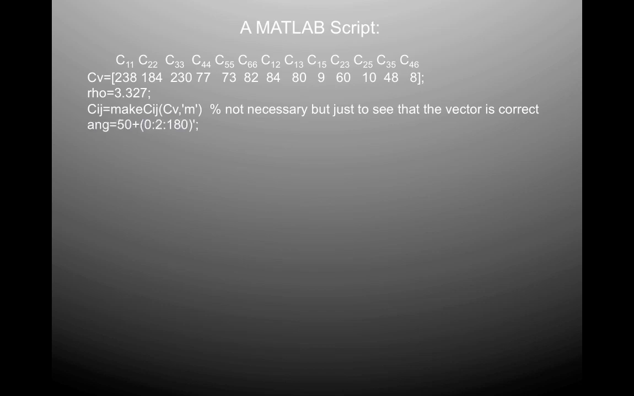Now we need a set of directions of propagation, and I'm going to initialize a set of angles. In parentheses, I define a vector going from 0 to 180 degrees in steps of 2. The colons give the instruction to MATLAB of how to construct the vector. The prime after the parentheses says take a row vector and turn it into a column vector. It's the transpose operation. And I added 50 degrees to make it compatible with the illustration from the publication.